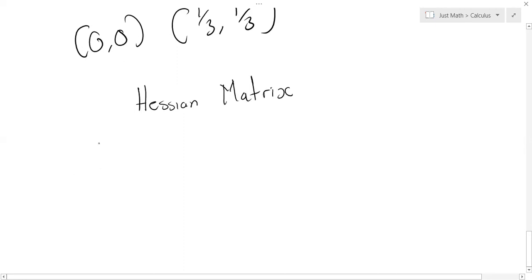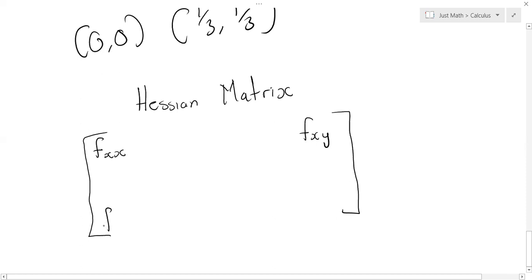So what you're going to have is a 2 by 2 matrix. In this case, you're going to find the second derivative now. So write it like this: f x x, f x y, f y x, f y y. Now I'll just put prime here so that I know it's going to be a derivative.